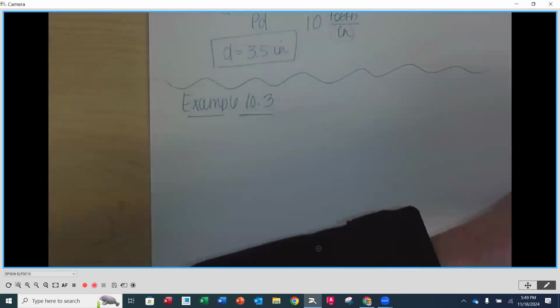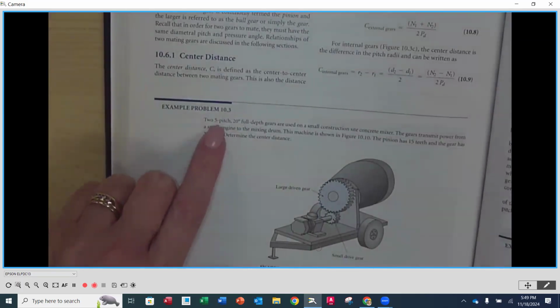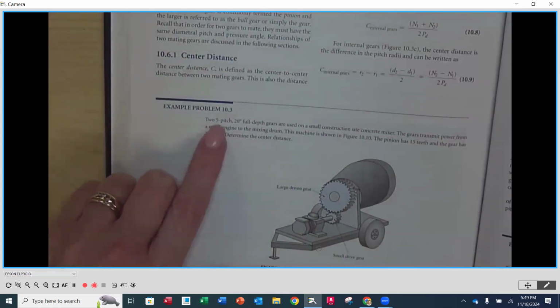And as we look at our problem, first statement here, 2 5-pitch. Which variable are they referring to there? We have pitch diameter and we have diametral pitch. Which one do you think that is?